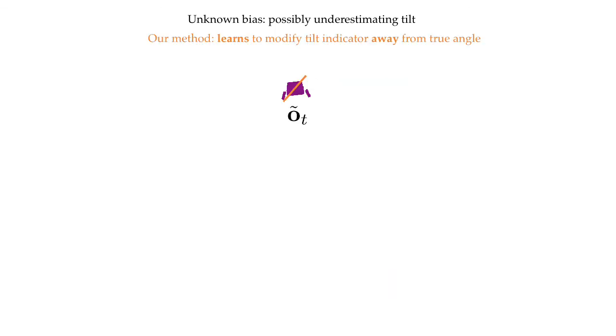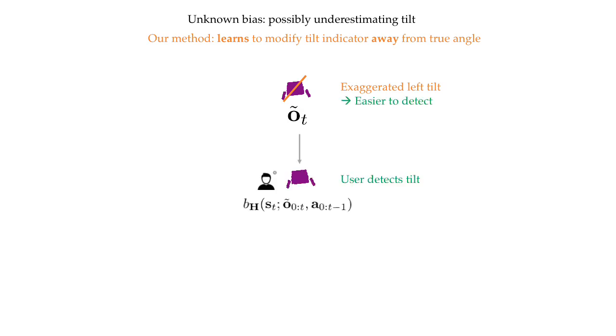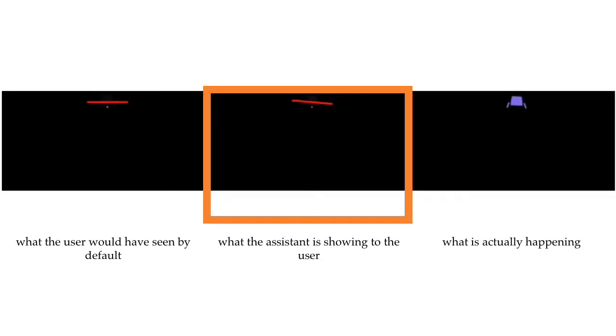By collecting data of the user's actions with the default interface, our method learns a model of the user in which the user underestimates the lander's angle. This leads to an assistance policy that rotates the tilt indicator past the lander's true angle in order to exaggerate the tilt, which is then easier for the user to detect. As a result, the user tends to respond earlier to even small tilts. Here you can see the assistant exaggerating the tilt indicator, which is especially helpful early in the episode.